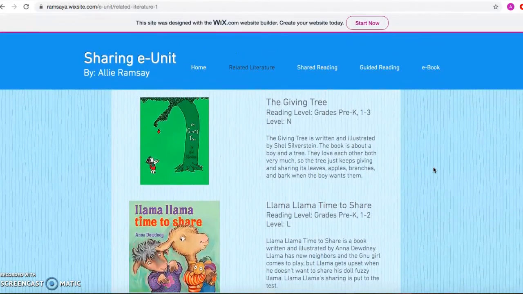As you can see, there is a wide variety of books that cover a broad range of situations where sharing is prevalent. The characters range from humans to talking trees to animals and to sea animals. I chose these books because one book is bound to stand out and spark the interest of a student.